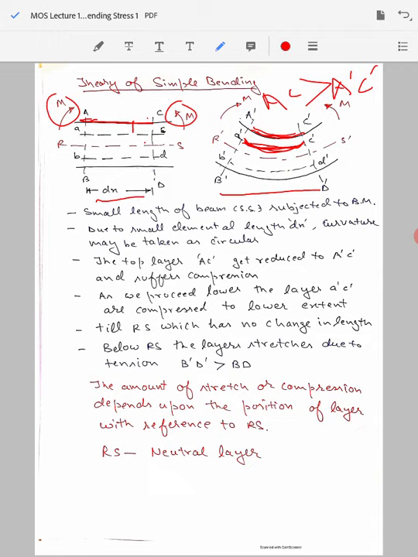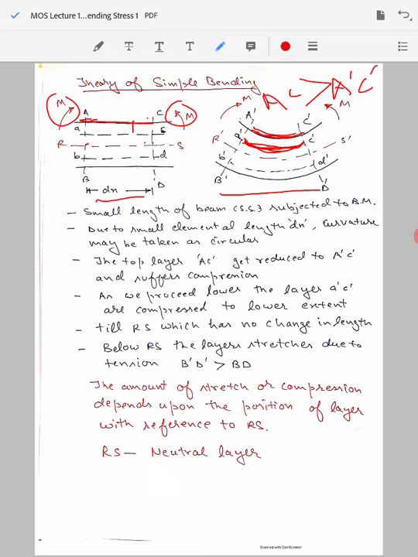So that means there is less compression of the fiber as we go along the cross section downward, and this will keep on happening. There will be lesser and lesser shortening of the fiber till we reach the RS fiber, where we will find that there is no change in the length even after the deformation. So RS is exactly equal to R dash S dash after the deformation. Hence there is no change in this fiber.